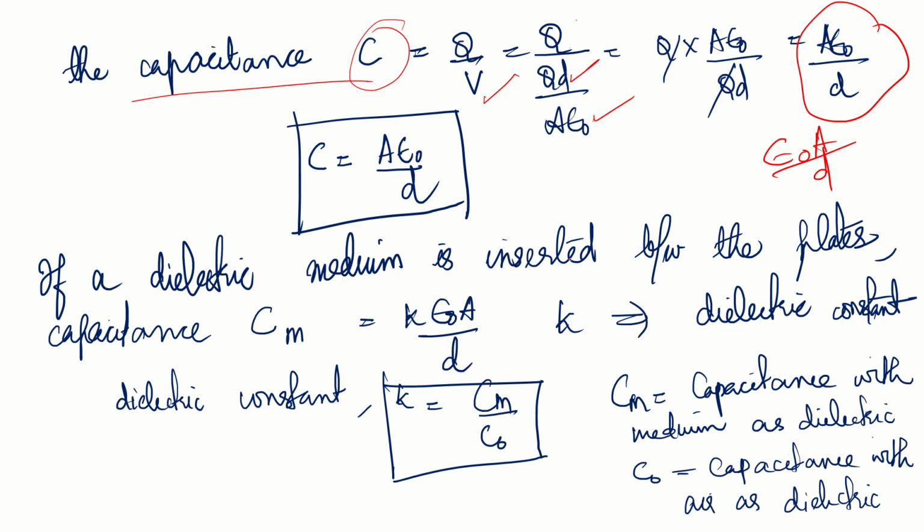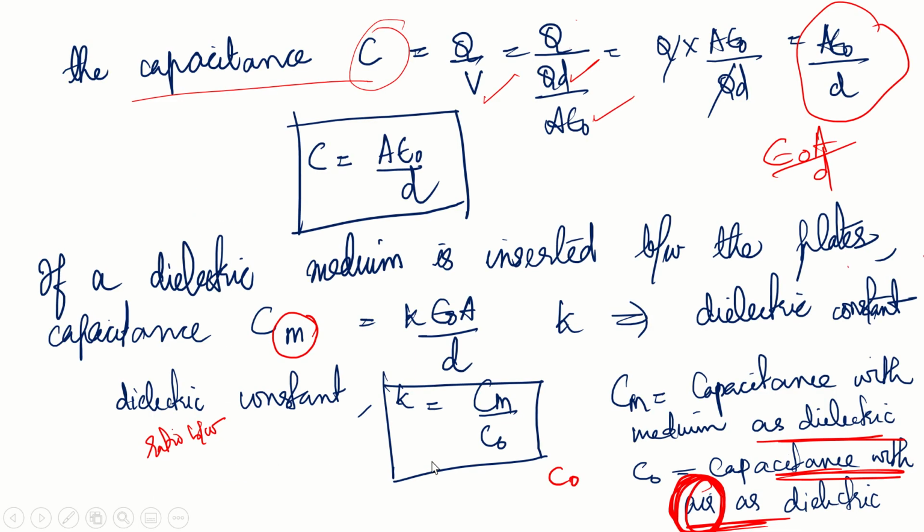If a dielectric medium is inserted between the plates, then the capacitance Cm, with the medium as dielectric, will be K epsilon naught A by D. With this, we just have to add a K. C naught is the capacitance with air as dielectric. And K is the dielectric constant, Cm by C naught, the ratio of the capacitance with medium as dielectric to the capacitance with air as dielectric.